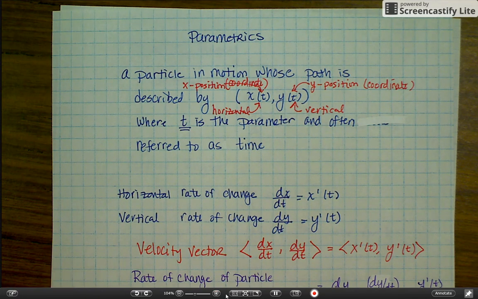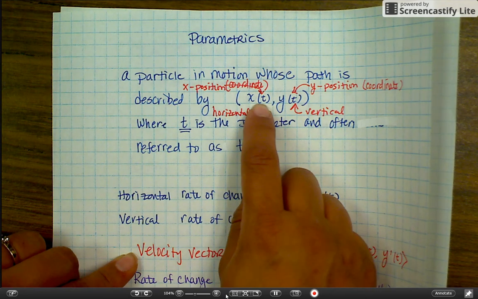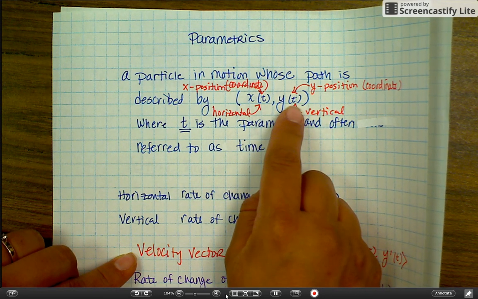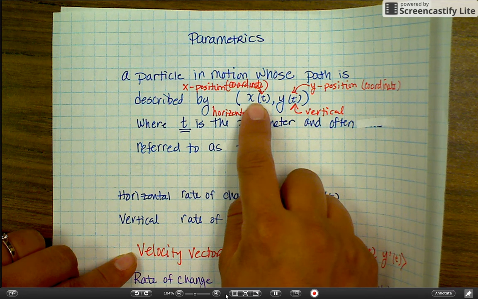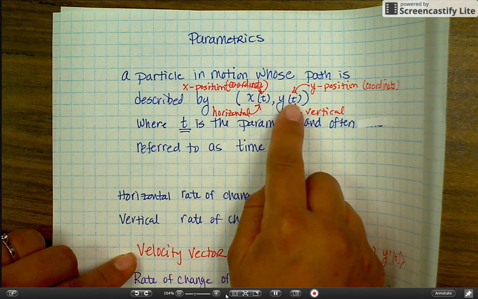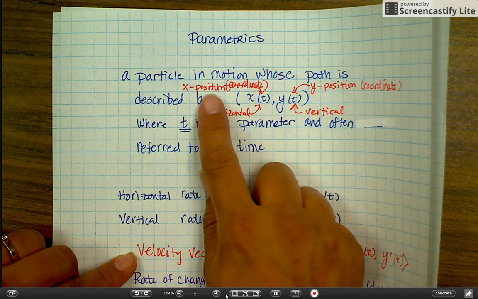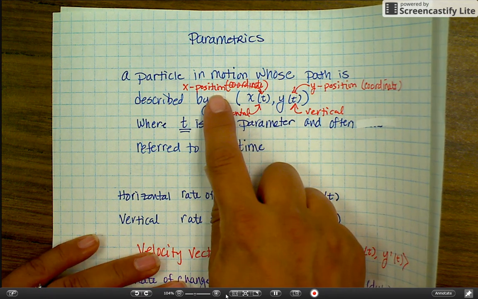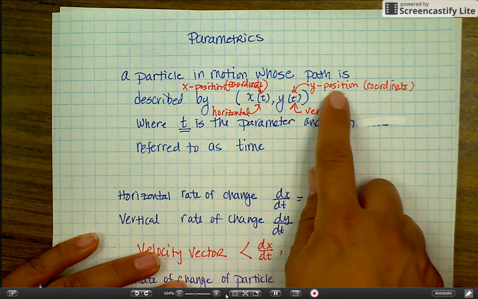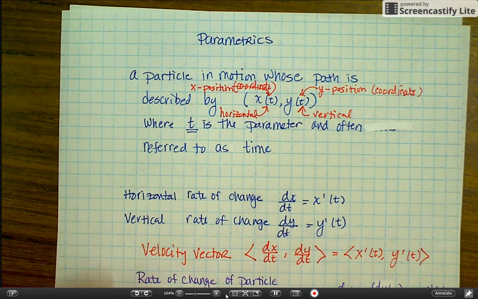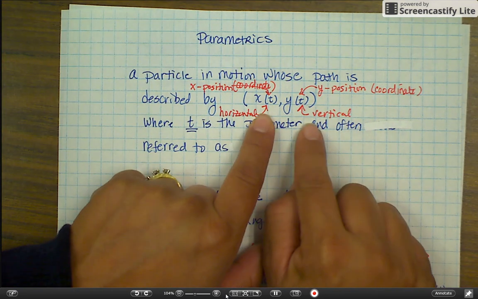Okay, so first off, parametrics really describes a particle in motion, and it describes the path that it takes. It's given by two functions. It gives the function for the horizontal motion and the function for the vertical motion. So the horizontal motion is x of t, and the vertical motion is y of t. And these two are written in coordinate form. So the coordinate for your x position would be this. The coordinate for your y position is this. And that's described right here.